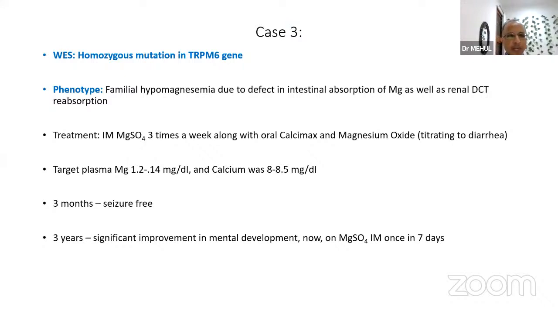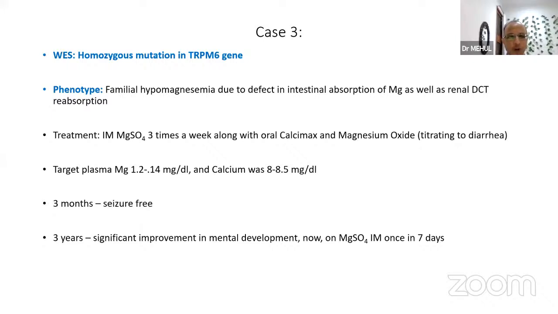We did go ahead and obtain his whole exome sequencing, and that confirmed that he was having a homozygous mutation in the transient receptor potential melastatin 6 gene, responsible for absorption of magnesium both in the intestines as well as in the apical, the luminal membrane of the distal convoluted tubular cells.